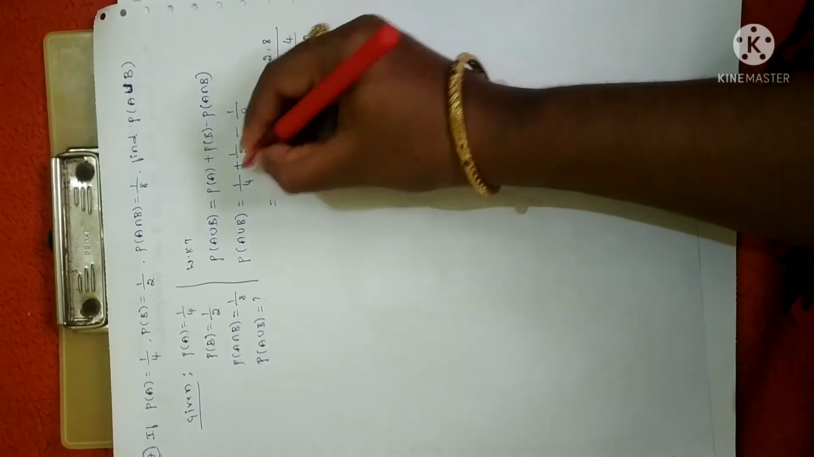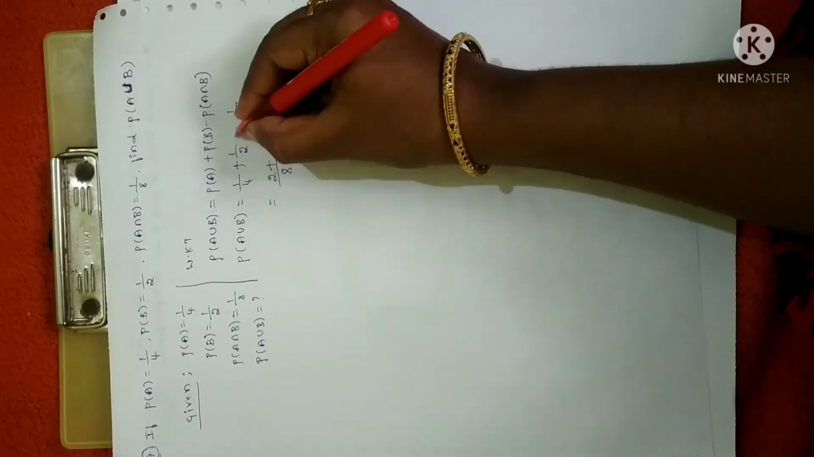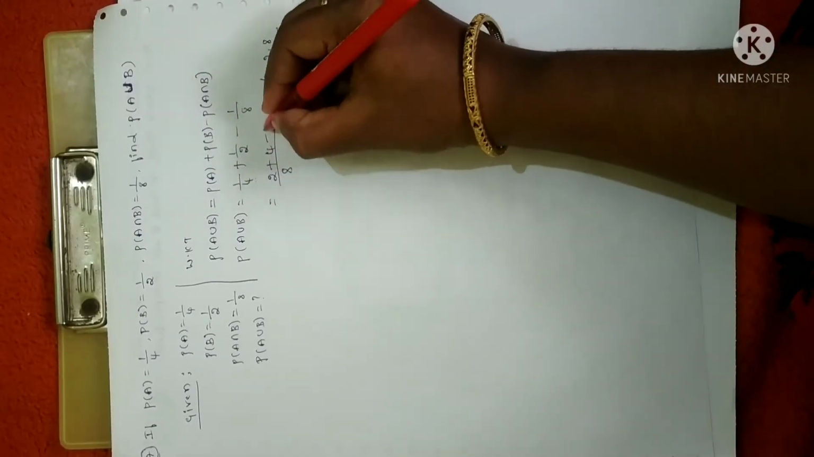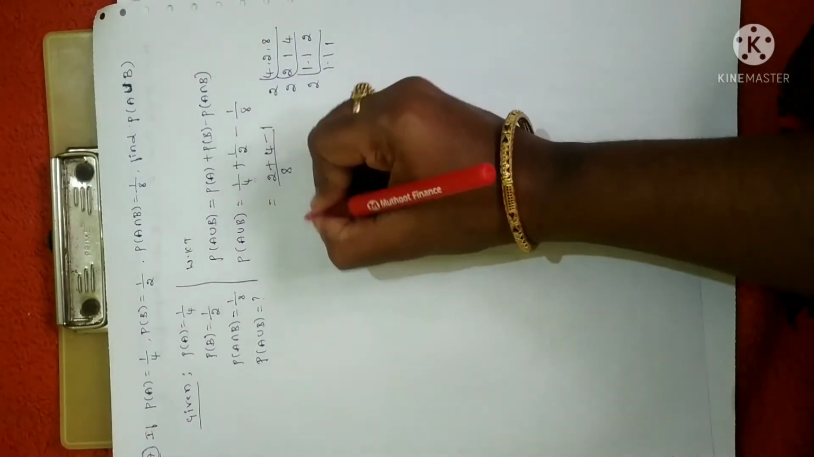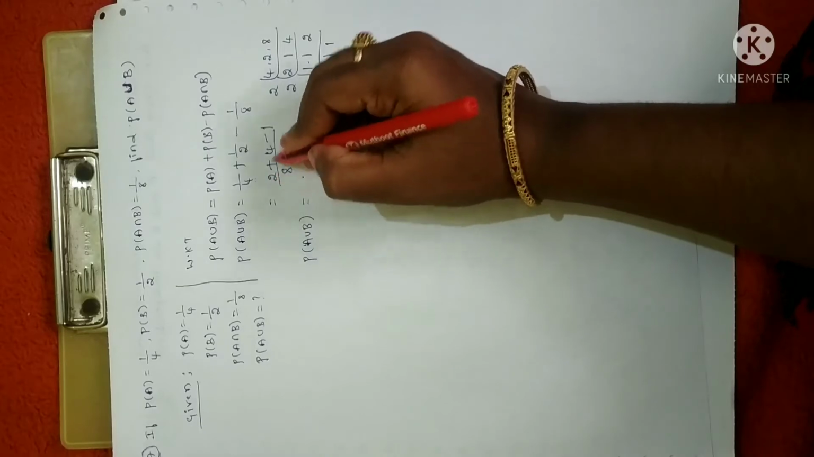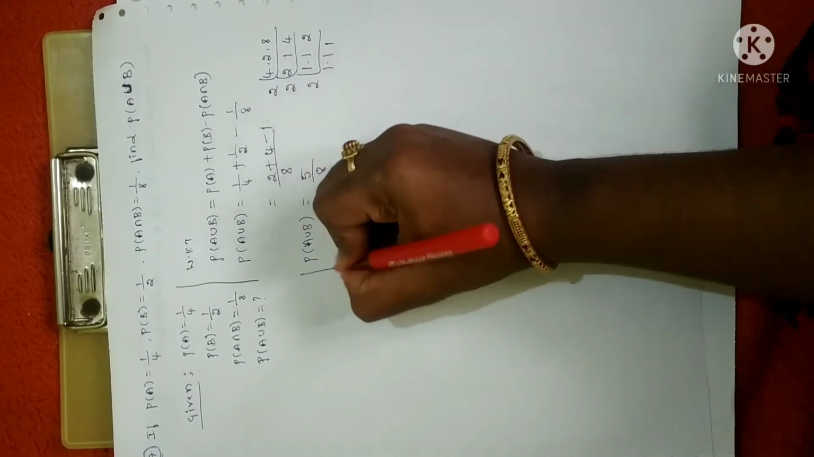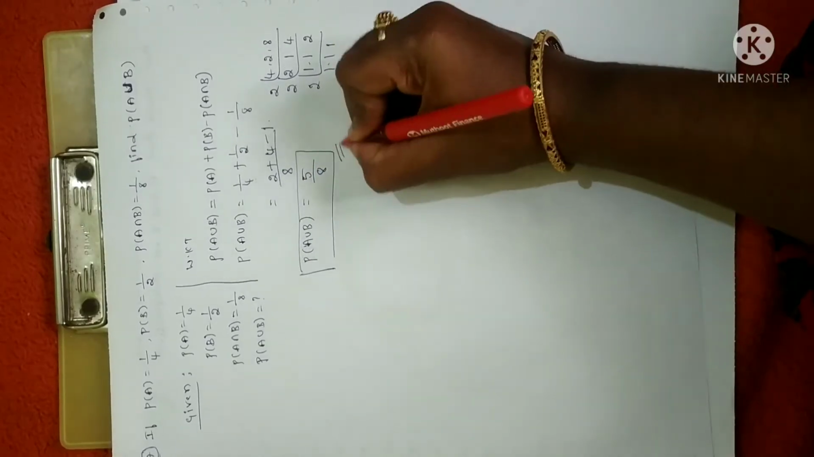So let me take 8 as the LCM. Multiply by 8 here: 4 2s are 8, so you will get 2 here. Again 2 4s are 8, so here you will get 1. Let me simplify. You will get 2 plus 4 is 6, 6 minus 1 is 5, 5 by 8. Therefore probability of A union B is 5 by 8.